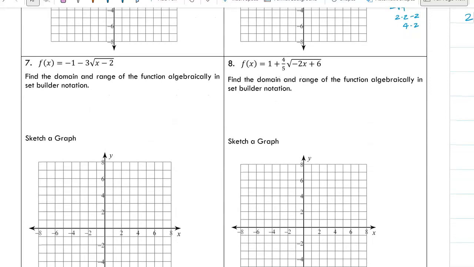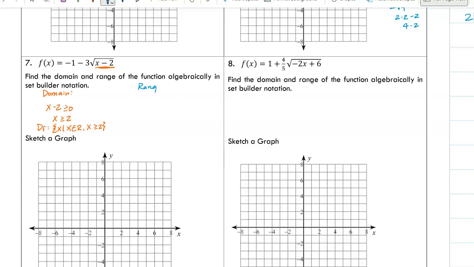Next, let's take that radicand and make our domain. So x minus 2 is going to be greater than or equal to 0, because that's what the parent function tells us. So x has to be greater than or equal to 2. The domain of the function is x such that x is an element of all real numbers, x greater than or equal to 2.